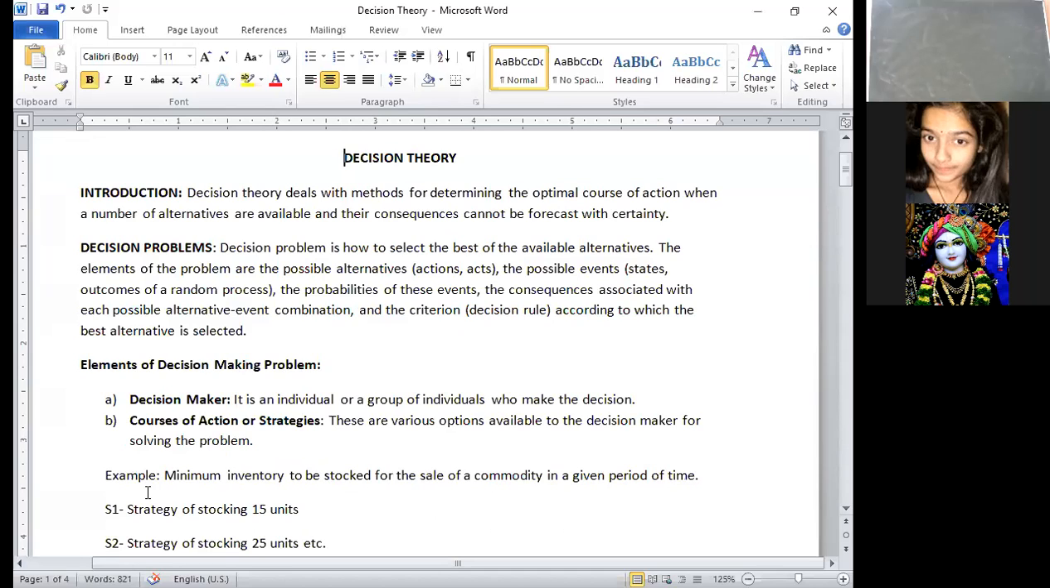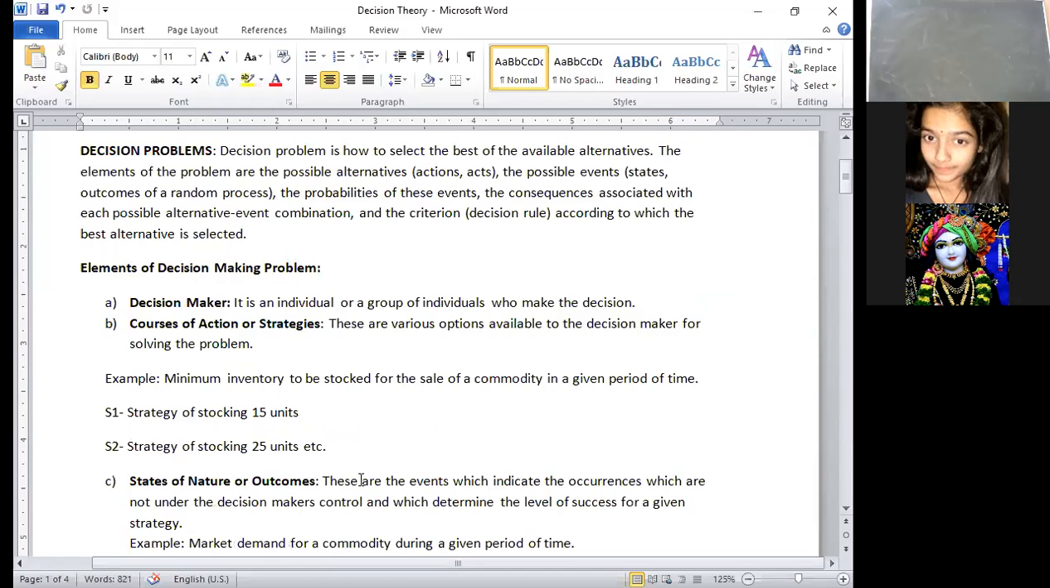Can anybody tell me what a payoff matrix is? Where have we studied a payoff matrix or payoff table? Does anyone remember the payoff table? Can anybody explain the mathematical model of a transportation problem? You are not studying at all. Sorry to say this.